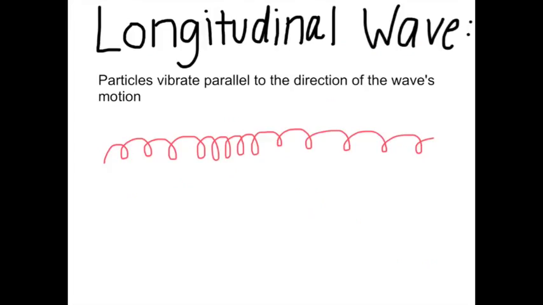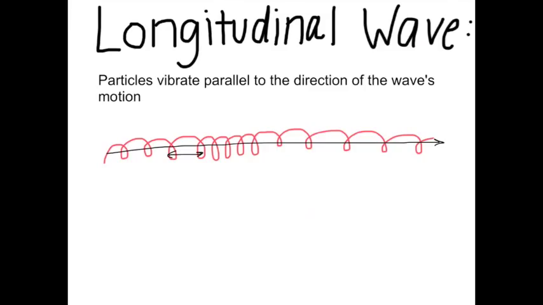In addition to transverse waves, we have longitudinal waves. These are waves where the particles vibrate parallel to the direction of the wave's motion. So for example, a spring or a slinky. In this case, we have a wave that's traveling in this direction across the spring, and the particles are moving back and forth in a direction that's parallel to this displacement. These waves are also modeled using sine curves, or they can be if we want to do calculations.